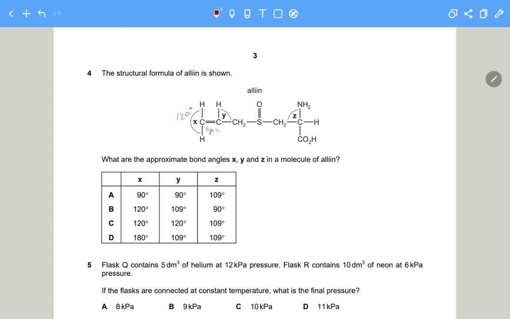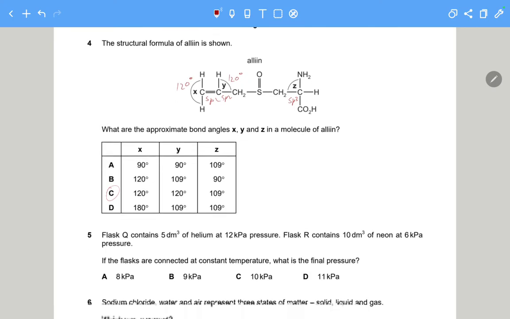Then Y, it's also an sp2 carbon, so it has to be 120 degrees here because of the carbon-carbon double bond. So we know that X and Y are 120 each, and therefore C is the only possible answer here. However, good practice, also see the bond angle at Z to make sure we made the correct decision. For Z, this carbon is an sp3 carbon, 109.5 degrees. They've given us 109, perfect.